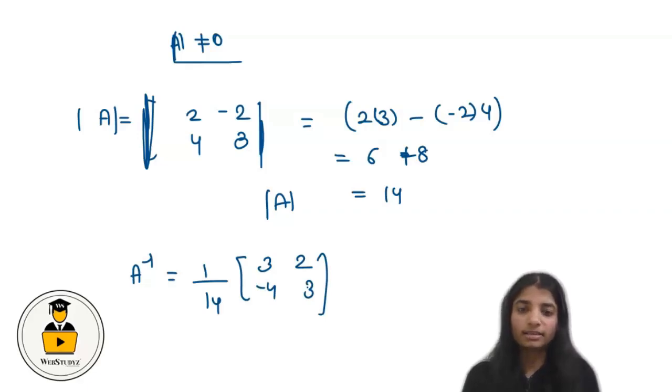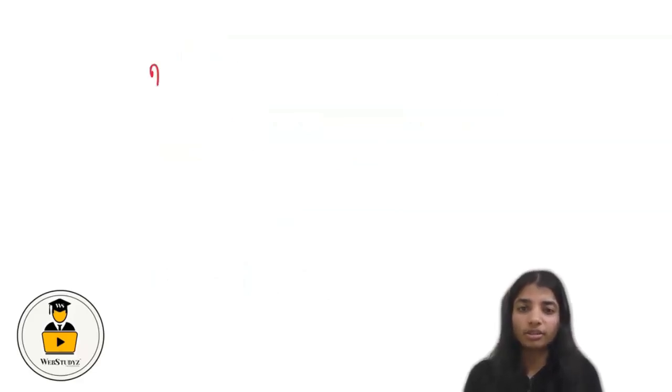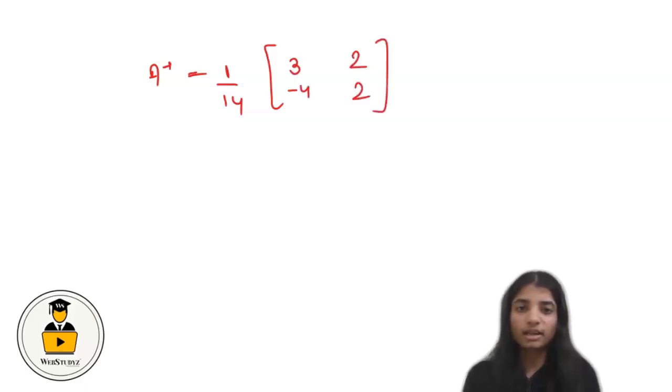Now this is the A inverse. This is the A inverse of the matrix. So we can say that A inverse is equal to 1 divided by 14 times [3, 2; -4, 2]. So this is the answer to the given question.